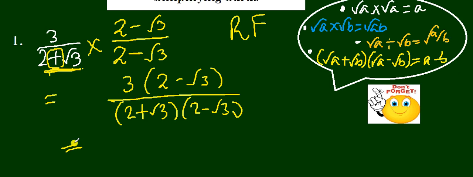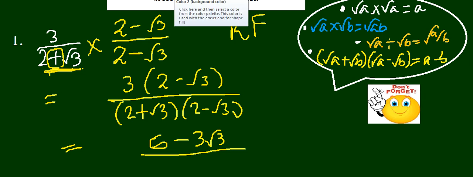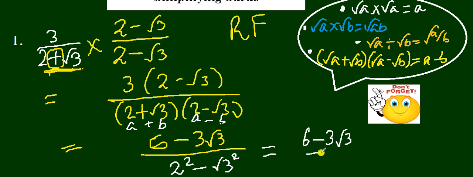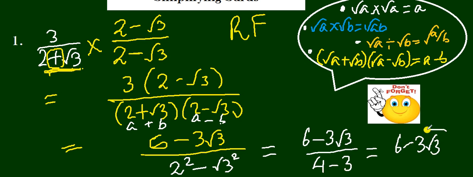I will have to open the bracket on the top. 3 times 2 is 6 minus 3 times root 3 is 3 root 3 over. Now this is where we use the identity. If you see, this is a plus b and a minus b. So it will be a square, so 2 square minus root 3 square, which will give me 6 minus 3 root 3 over 2 square is 4, and root 3 times root 3, as I mentioned on the top, is 3. So that gives me 6 minus 3 root 3 as my answer.